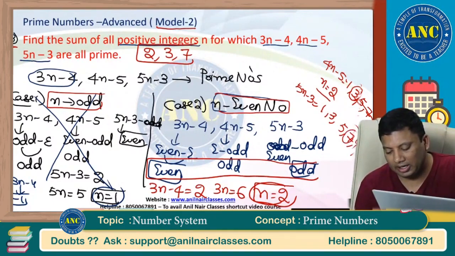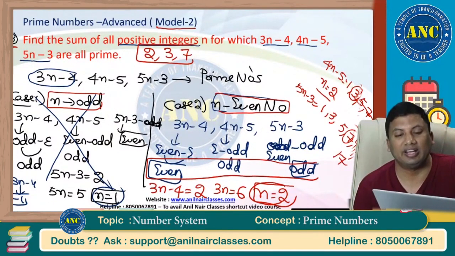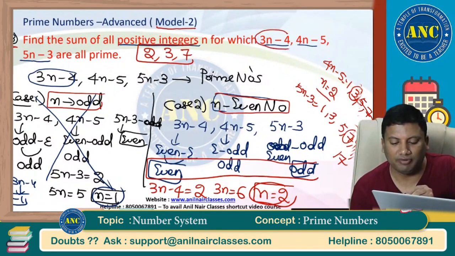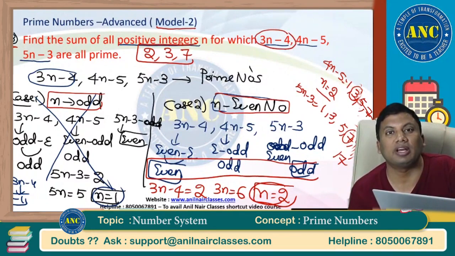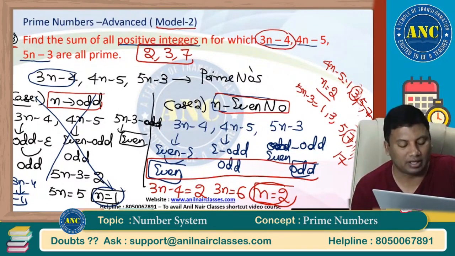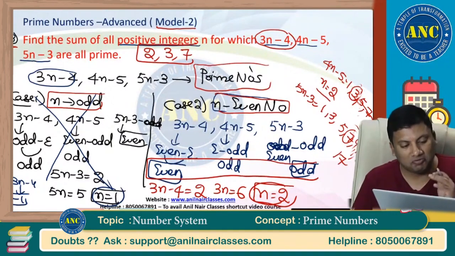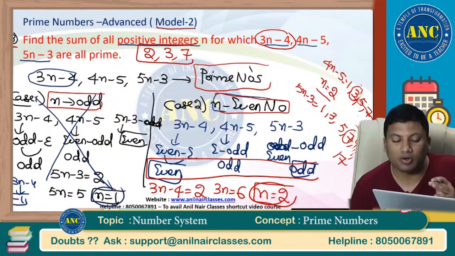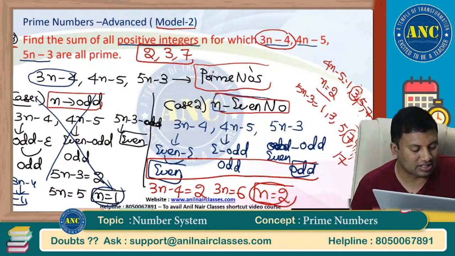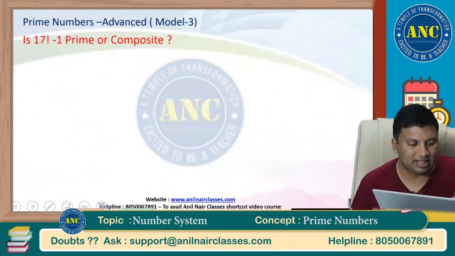Next one, you might get this doubt: 9, 11, 13 and 15 and 17. 5n minus 3 is 17, n value 4. If n value is 4, 3 4s are 12, 12 minus 4, 8. 8 is an even number, but it is not a prime number. All the three values should be prime numbers. Very, very good, high quality questions we are going to discuss in the class. I hope the idea is clear.